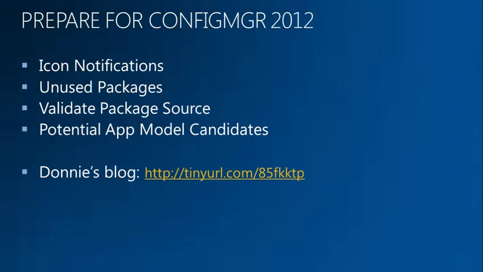And then potential app model candidates. This is basically telling you the easiest app model candidates, which are normally MSIs. So we look through all your programs, find where you're calling MSIs, and list those out to you. It gives you an idea of what you might consider first when getting over to the application model.